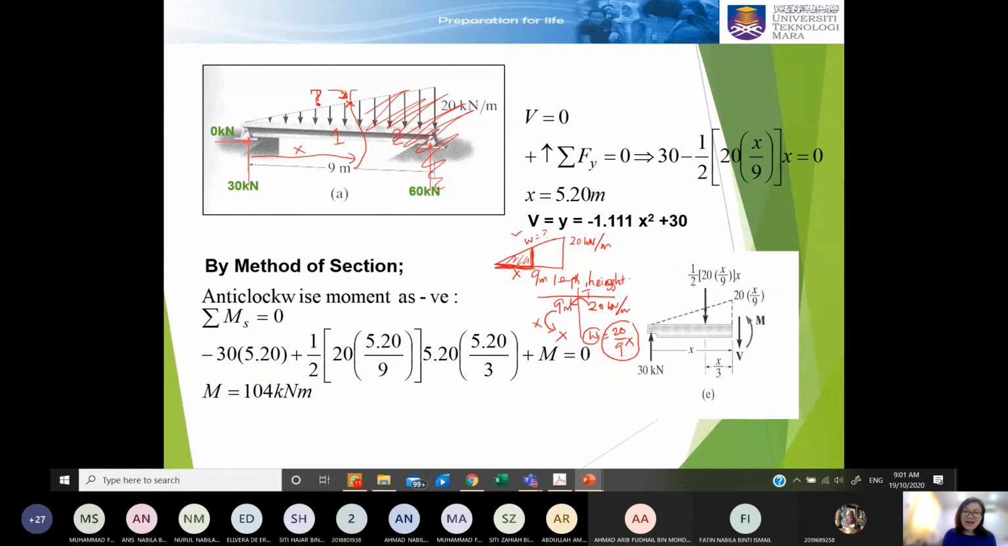Yes. What I wanted to show just now is just to get the loading here. Because at a distance of X, it is no more 20 kilonewton per meter. It will be in terms of X. Okay, so now once we have this, can I discuss this?